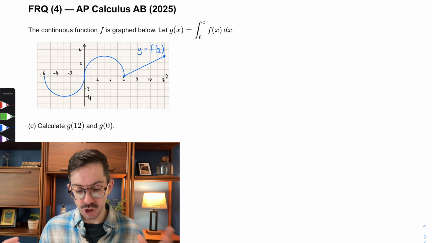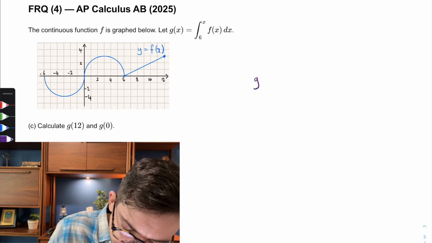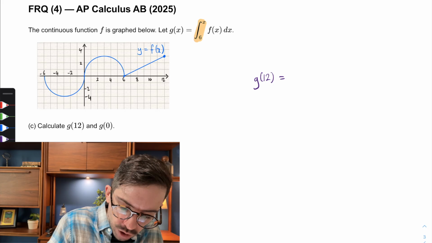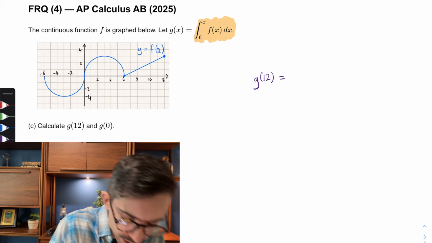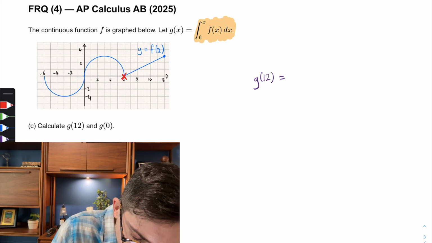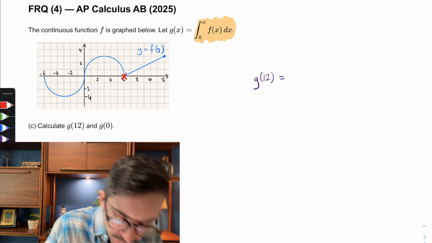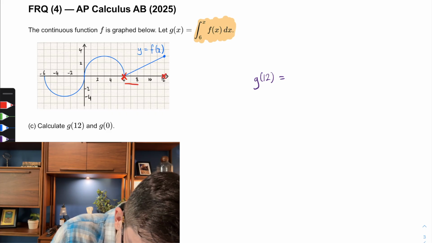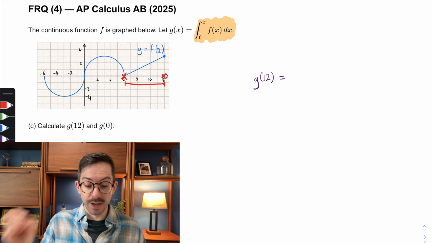g of 12 and g of 0. So let's figure out what's going on here. Let's do g of 12 first of all. So remember, our definition of g is that it is the definite integral starting at the lower limit of 6. So I'm always starting here at x equals 6, and I'm calculating an integral. So when x is 12, I'm going to move all the way over here. I'm going to calculate the area under the curve of f between x equals 6 and x equals 12.